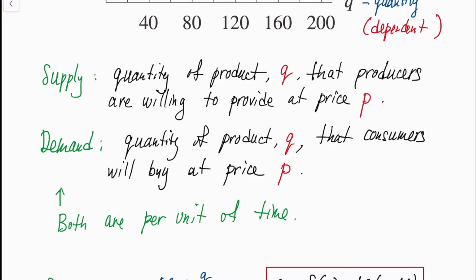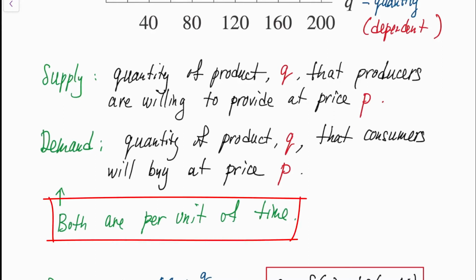Now actually both of these are measured per some unit of time. So depending on the example, this could be per week or per month or some other interval of time. But once that interval or that unit of time is fixed, we are talking about the quantity of the product as a function of the price.